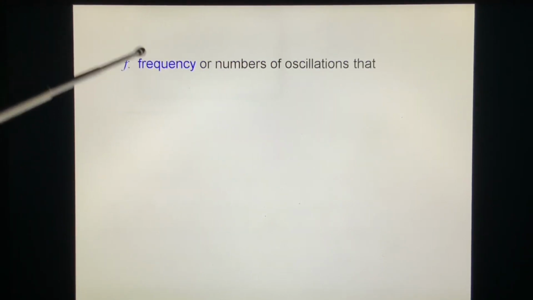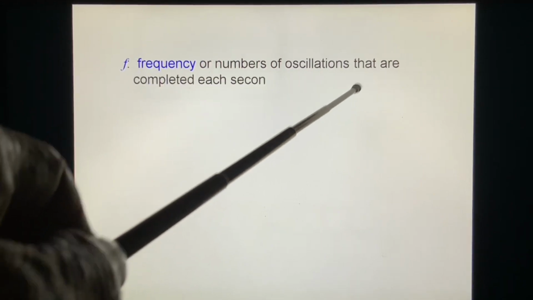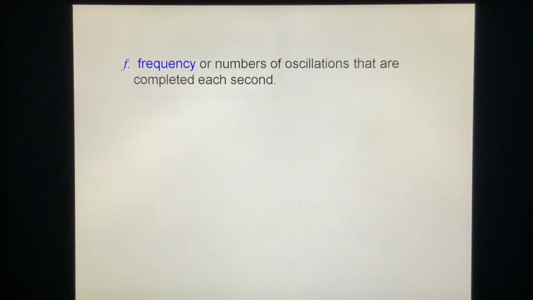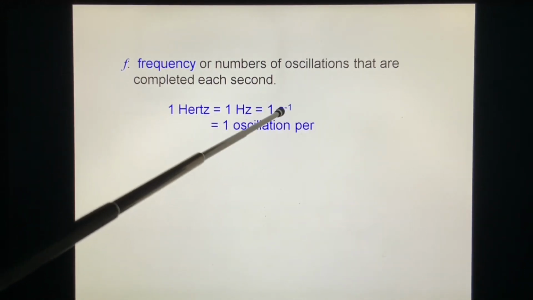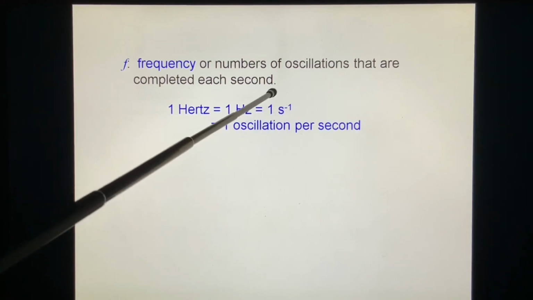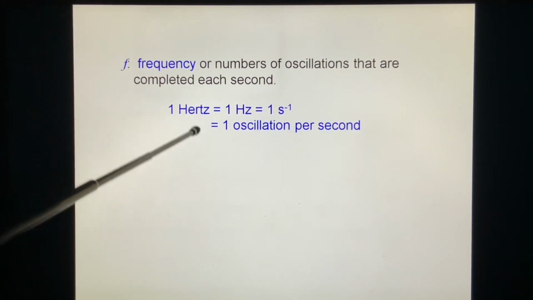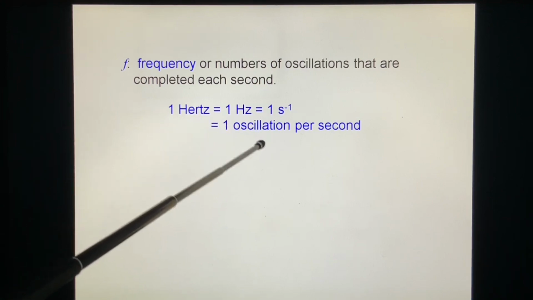Frequency is the number of oscillations that are completed each second. Okay? For example, 10 hertz, that's 10 per second. In 1 second, you have 10 oscillations. Okay. 1 hertz means 1 oscillation per second.